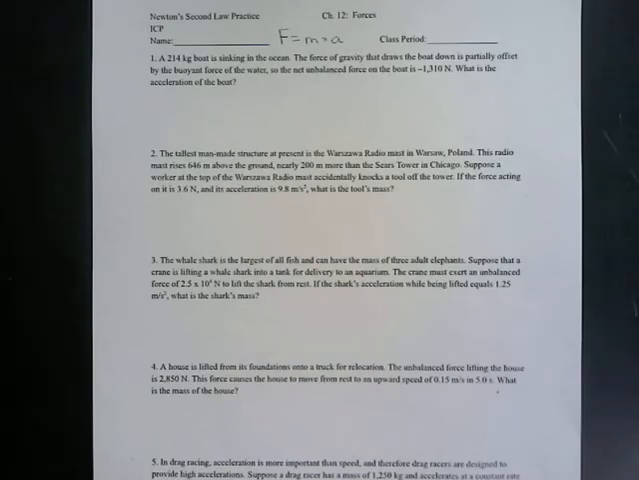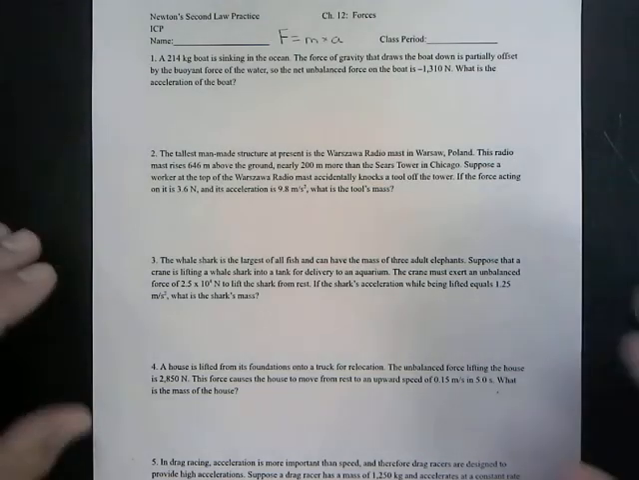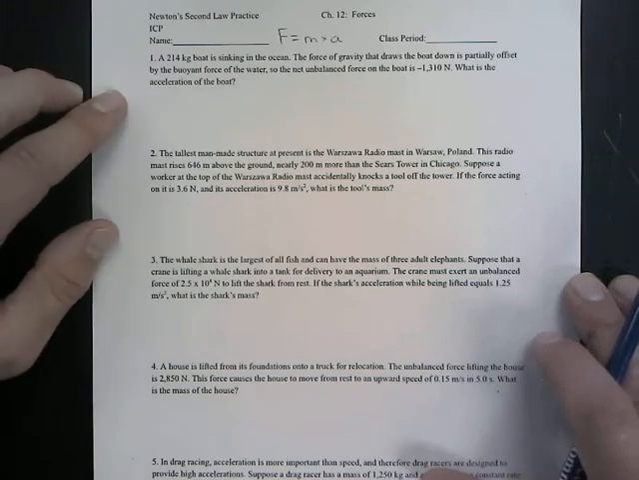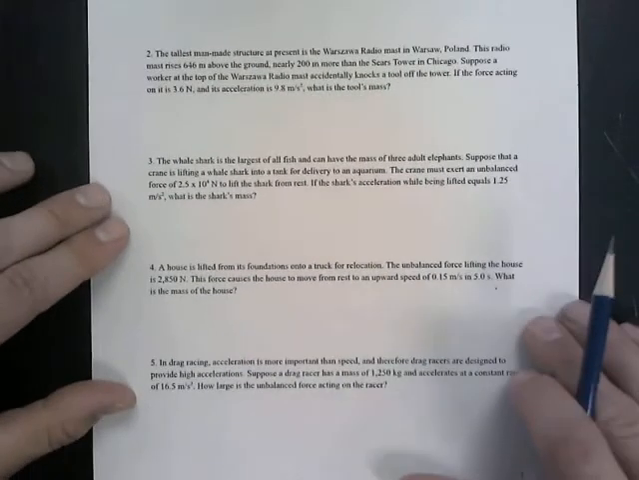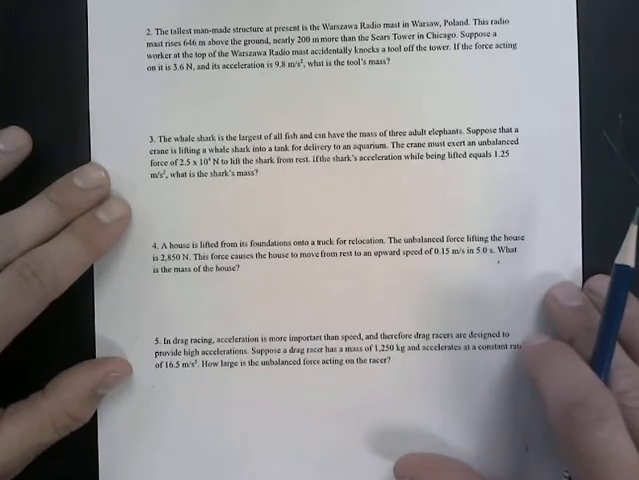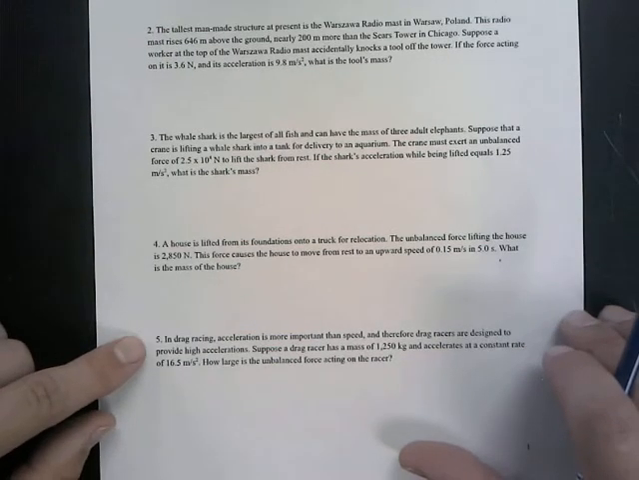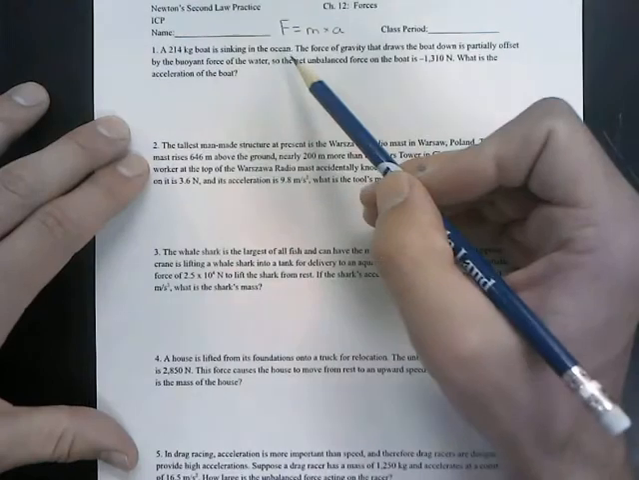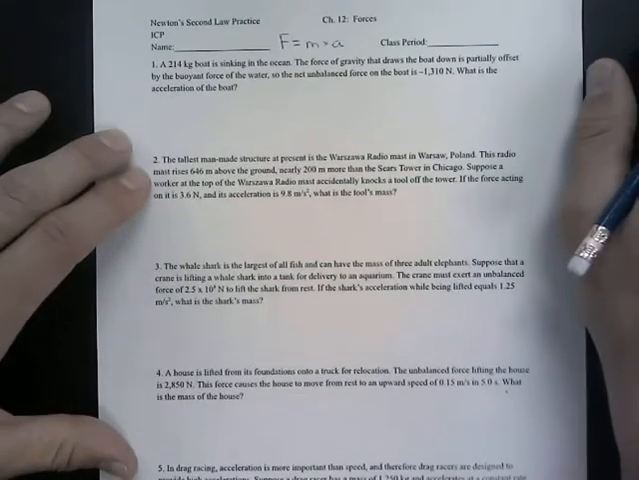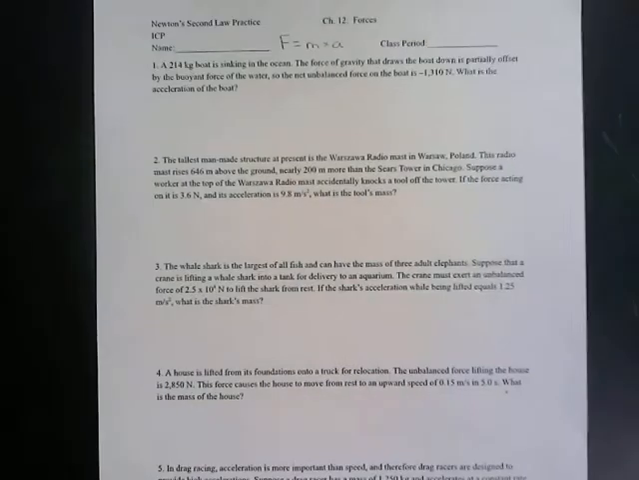So what I'm going to do here is show you how to solve for each type of variable. In this video I'm going to do problems number 1, 2, and then all the way down to number 5, and show you how to do each of those. That will allow us to see how to solve for each of these particular variables. Problem number 1 says a 214 kilogram boat is sinking in the ocean.